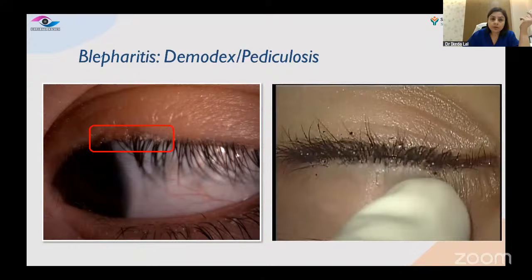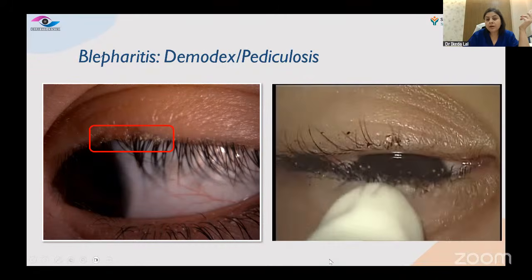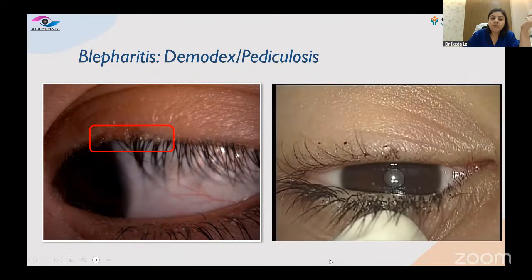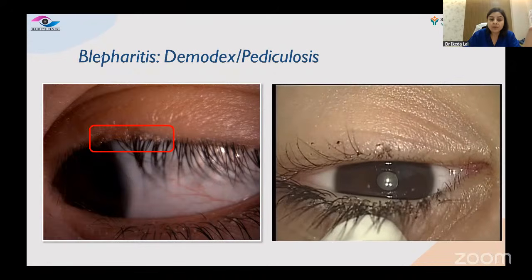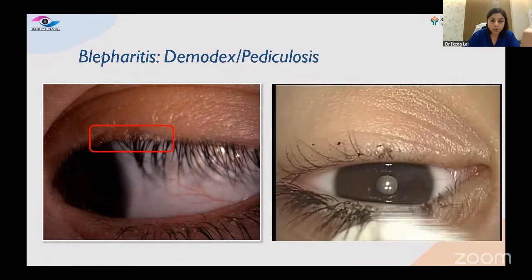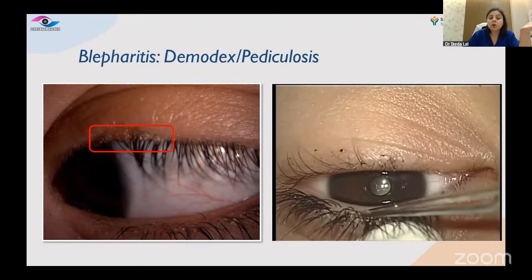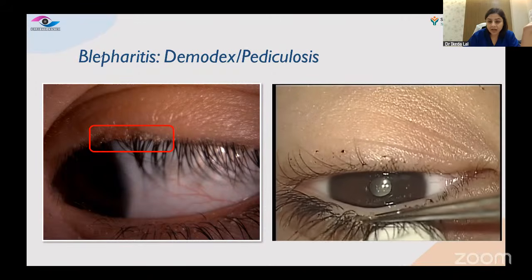Now, another important thing to look for is patients who have demodex and pediculosis. So this is actually a 4-year-old child who was being treated for ocular allergy for a long time because he had symptoms of irritation and itching. But actually, when we examined him, what we found was this crusting that we can typically see on the lid margin. So this is very peculiar. This is not what we will see in any form of allergic eye disease.